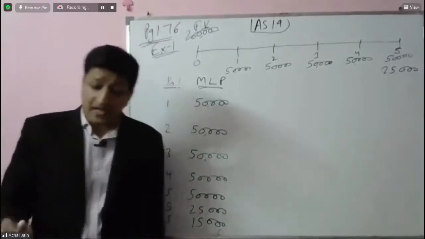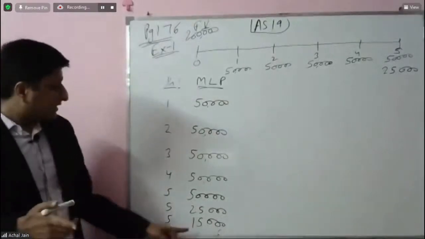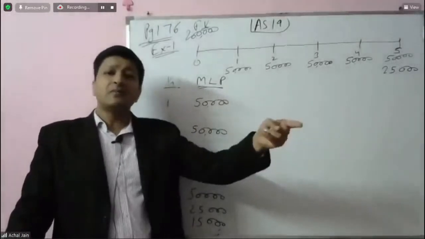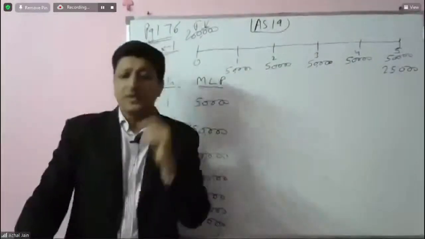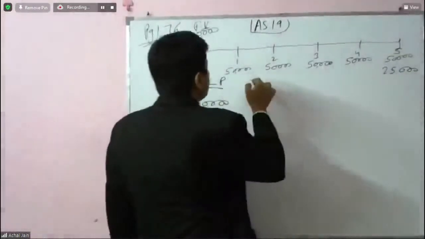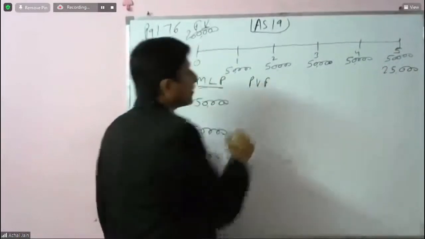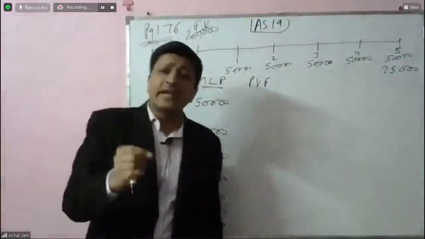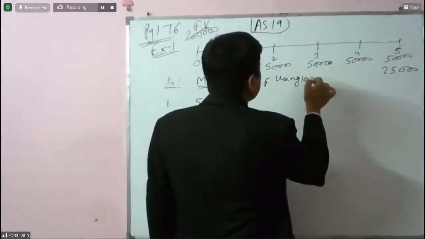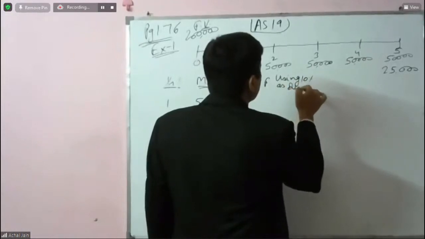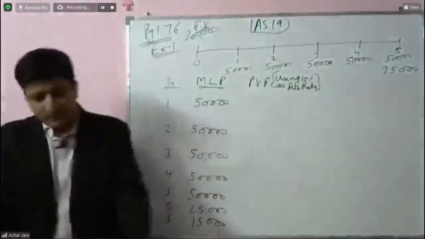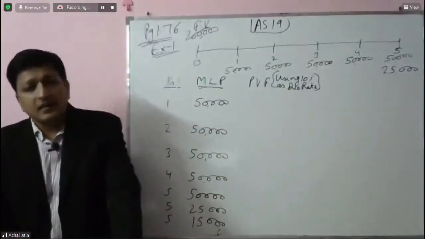In the answer, it's been assumed that this 15,000 is again a residual value not guaranteed by the lessee but by a third party on behalf of the lessee. So that's why it's been taken. Next is the PV factor. What is this PVF? Present value factor, using 10% as the discount rate. PV factor using 10% as the discount rate.